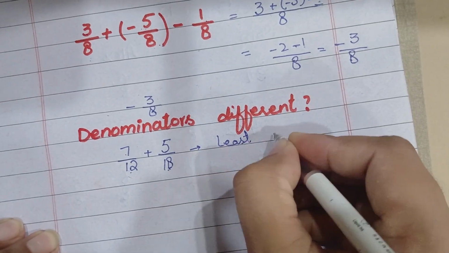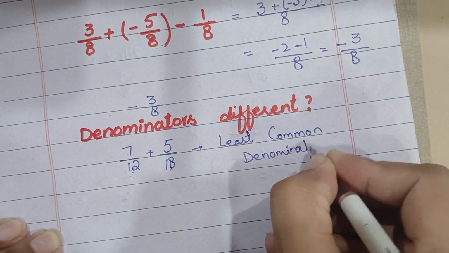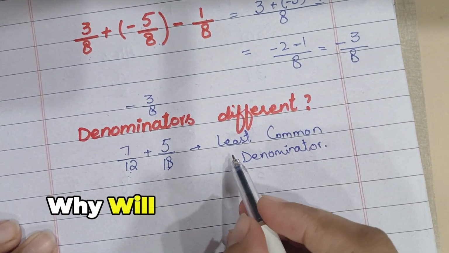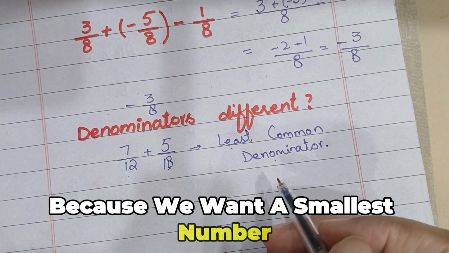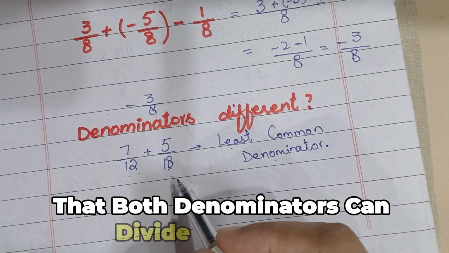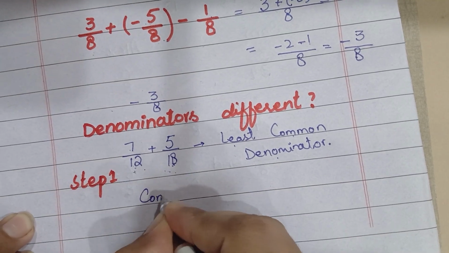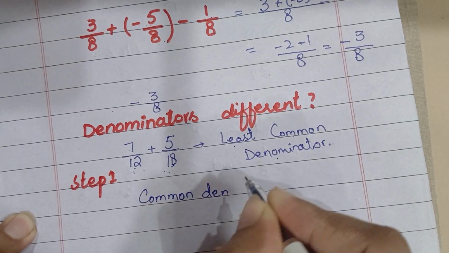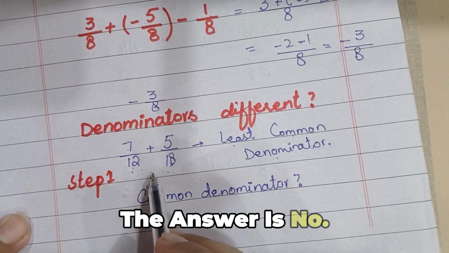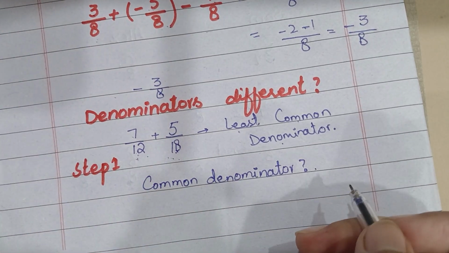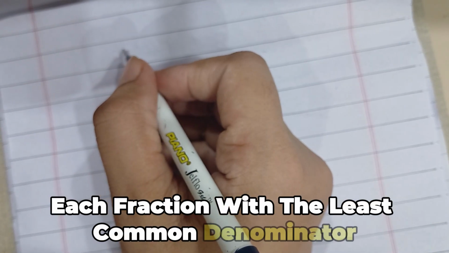Least common denominator. Why will we take the least common denominator? Because we want the smallest number that both denominators can divide into evenly. Step 1: do they have a common denominator? The answer is no.